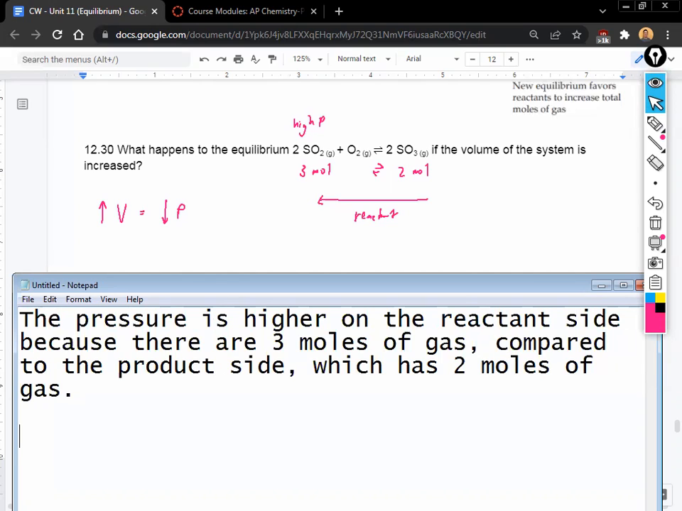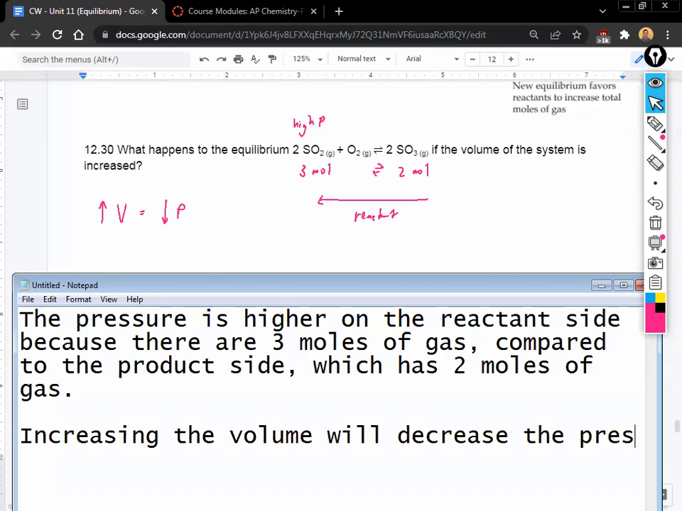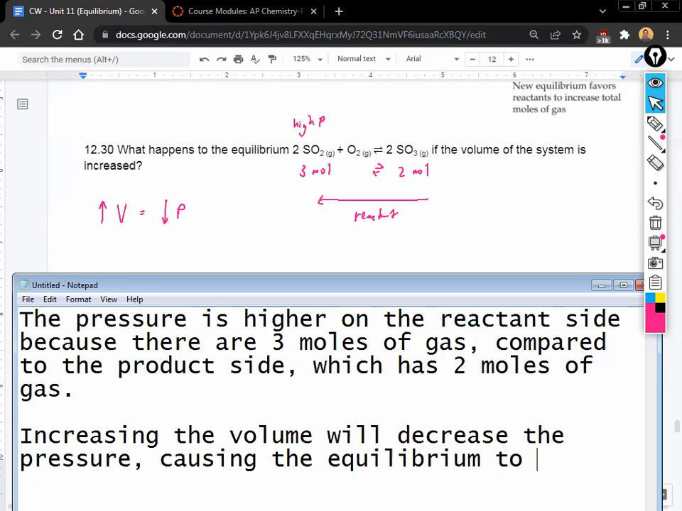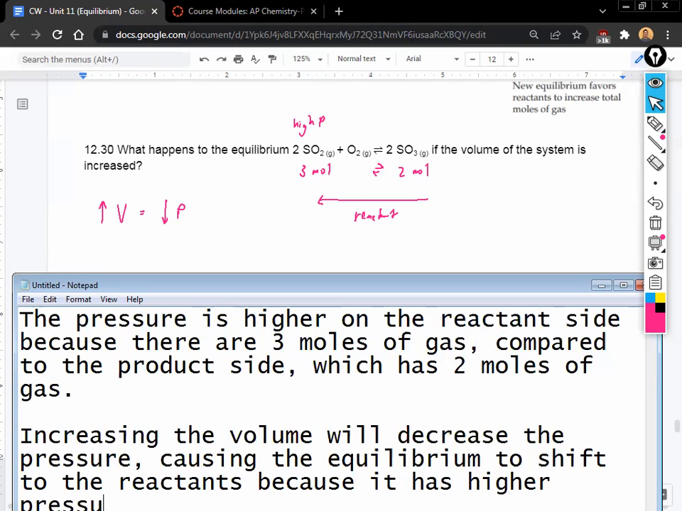Okay. And then you can say increasing the volume will decrease the pressure, which causes the equilibrium to shift to the reactant side because it has higher pressure. Something like that.